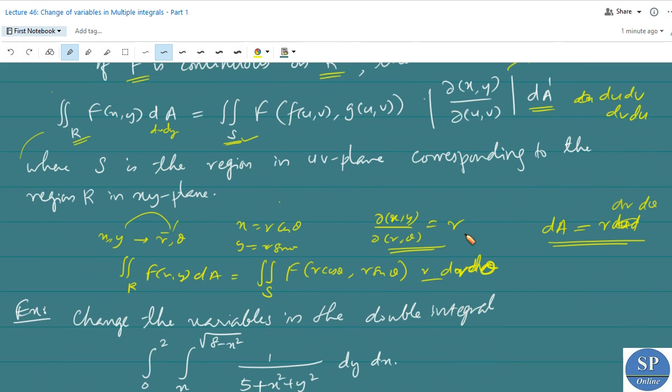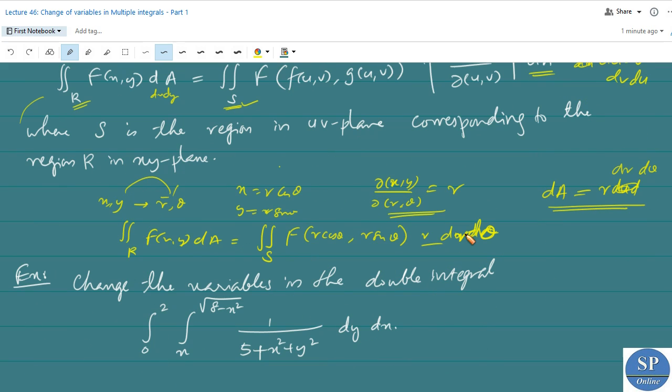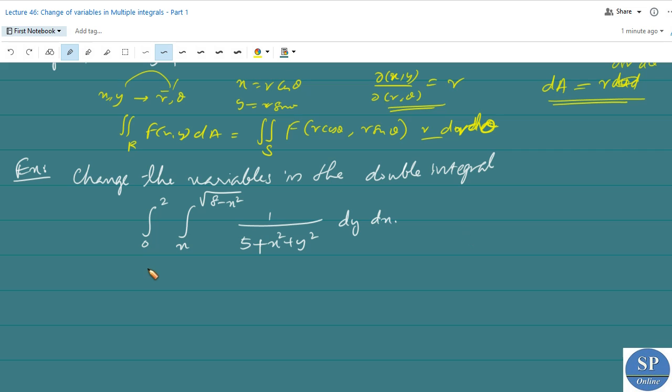So as an example we can do this. Change the variables in the double integral, where x varies from 0 to 2 and y varies from x to square root of 8 minus x square, of 1 by 5 plus x square plus y square, dy dx. Here our region is actually a part of a circle, or a sector. The variation is x from 0 to 2 and y from x to y equal to square root of 8 minus x square.